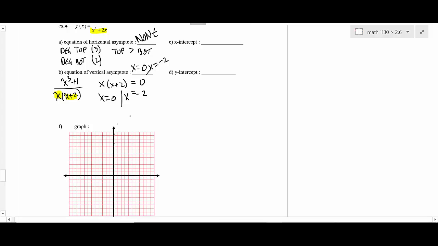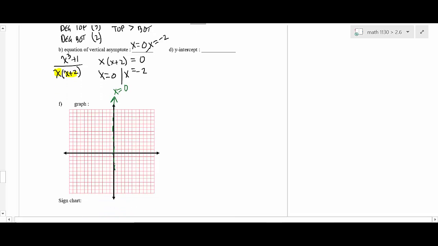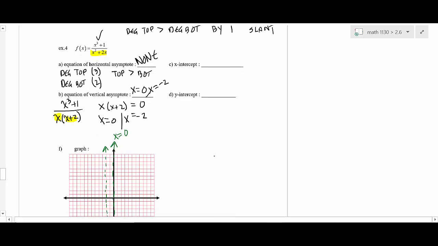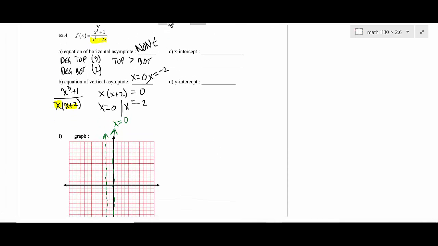So you want to just go to x equals 0. You just want to kind of dash the x-axis. Okay, that's going to act as a vertical asymptote. Then you have x equals negative 2. So you want to take a vertical line through there, and then that will be your other vertical asymptote. Okay? All right, it's good to get the intercepts on here. So the intercepts go like this.